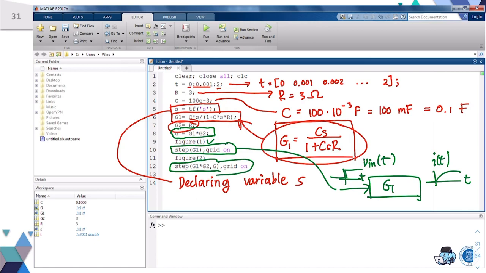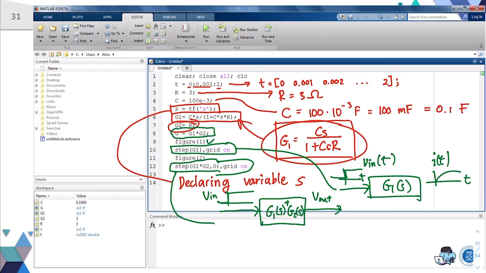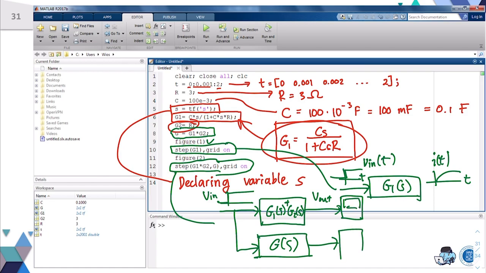So what I'm doing here is actually I'm simulating two different transfer functions, G1(s) multiplied by G2(s). What I'm doing here is I'm applying a step function, Vin, and this is Vout, to check whether this is G(s), to check if this one is equal to this one or not. And then I'm observing the result using scope.